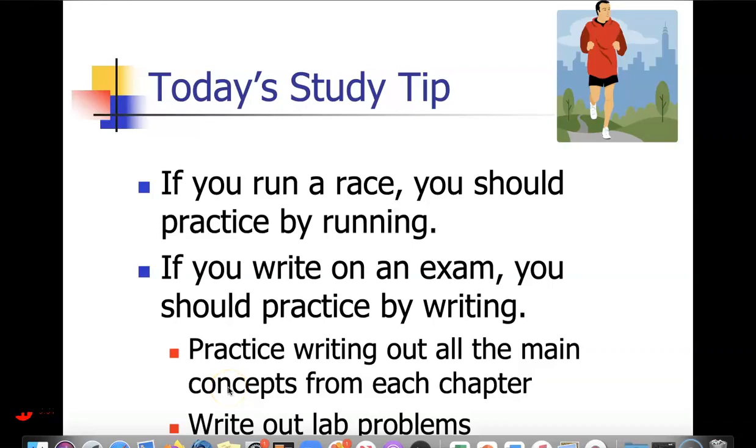Hi everyone. You should practice how you perform. So if you're going to run a race, you should practice by running. If you're going to write on an exam, you should practice by writing. So don't forget to practice writing out all the main concepts from each chapter, write out lab problems, write out the mechanisms so you can study this stuff. Just reading it and watching videos is not going to get you there when you're going to be writing on the exam.